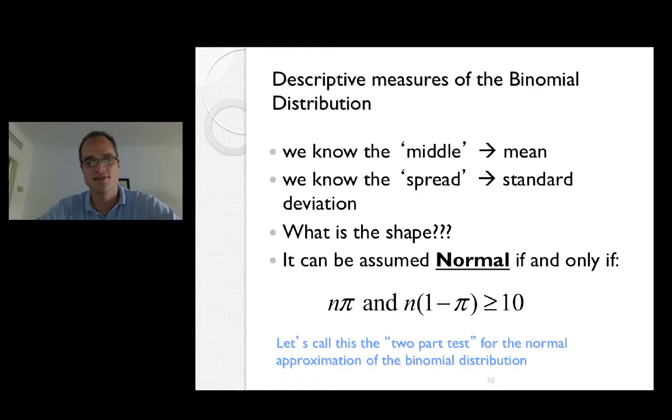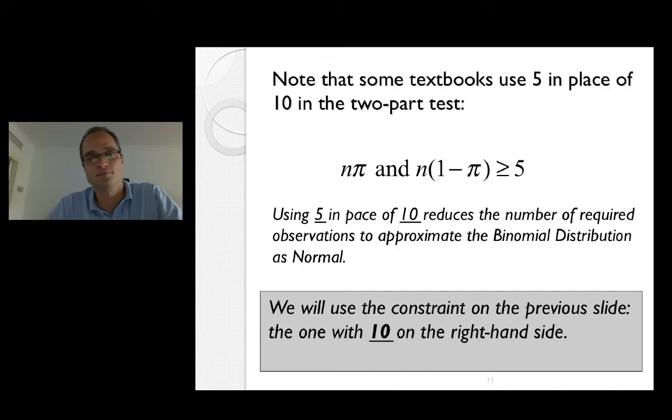If this two-part test is not satisfied, then we don't know what this distribution is going to be. In fact, it's going to be skewed in some direction. It's going to be abnormal, and we can highlight a little bit more about that. But we're going to really concentrate on when it's normal, because that's when we can use our standardized normal table.